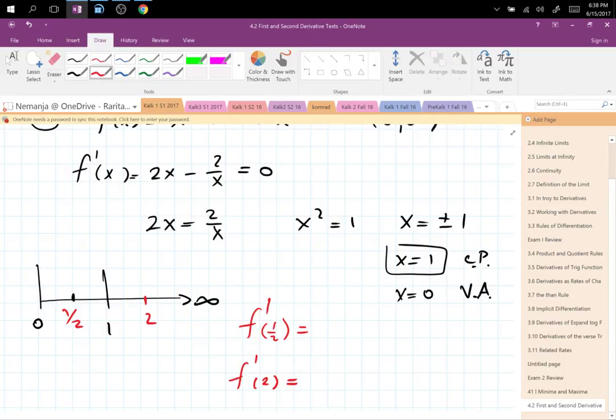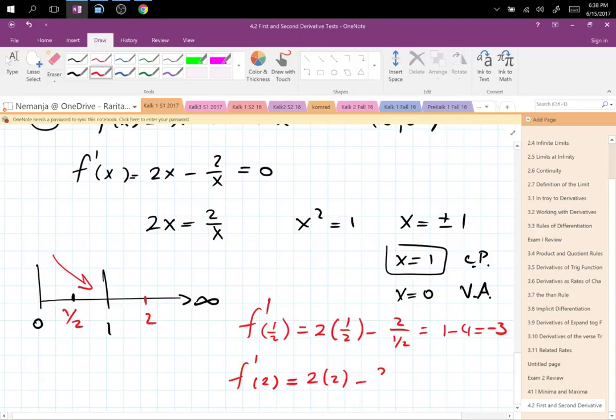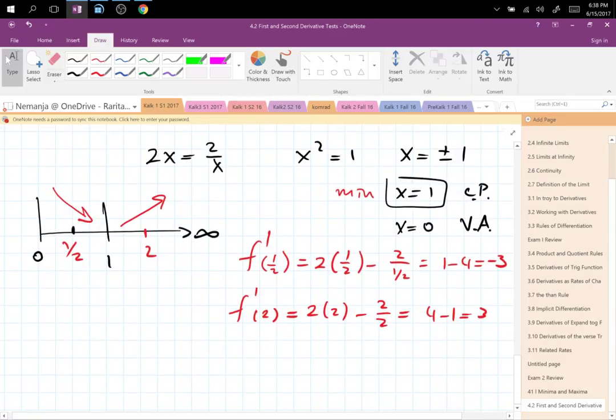The first derivative computed at 1/2 is 2 times 1/2 minus 2 over 1/2, which is 1 minus 4, which is -3. So we have a decrease there. And then I have number 2, which is 2 times 2 minus 2 divided by 2. That is 4 minus 1, which is +3, and that's the increase. So I know that my critical point over there is the minimum. So now what should I write as the answer here?